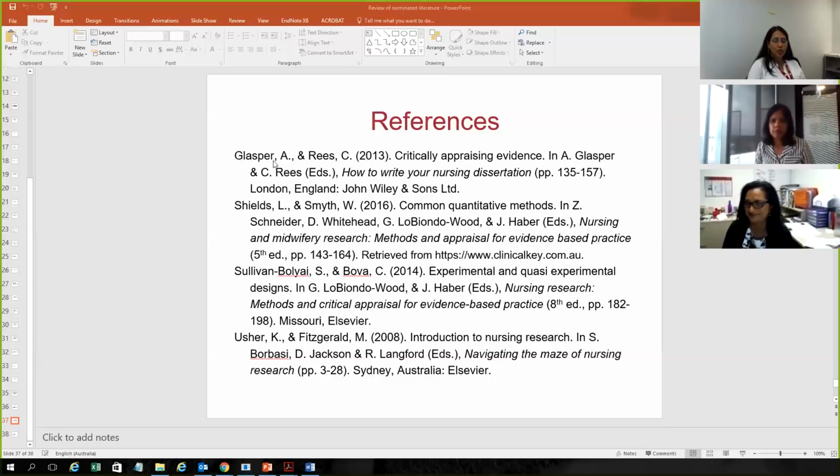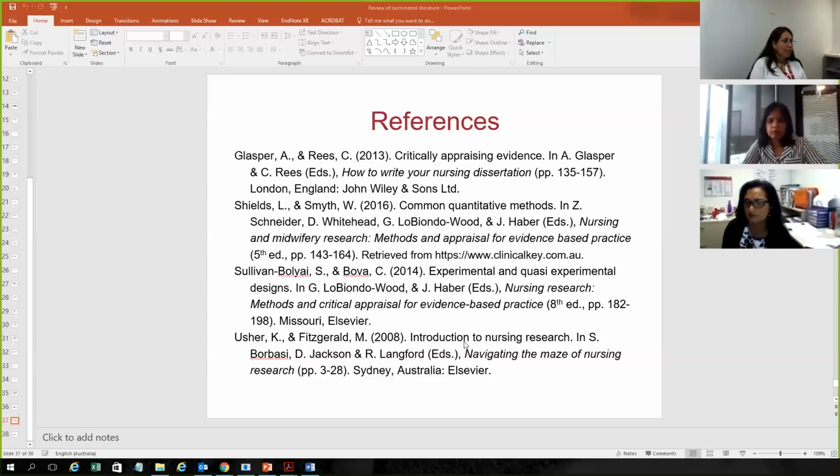I repeat again, the first writer that appears here is the chapter writer. Then you have the title of the chapter, followed by the names of the editors. So Eds is the editors. And this, How to Write Your Nursing Dissertation, that's the title of the book. And then pages refer to the pages of the chapter that you're using. And then place of publication, followed by publisher. So here the Whitehead one is referenced here for you. Shields and Smith, that's taken from your textbook. Please follow the same format.